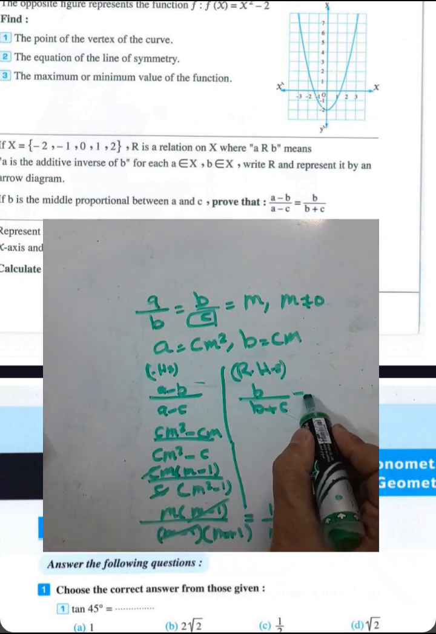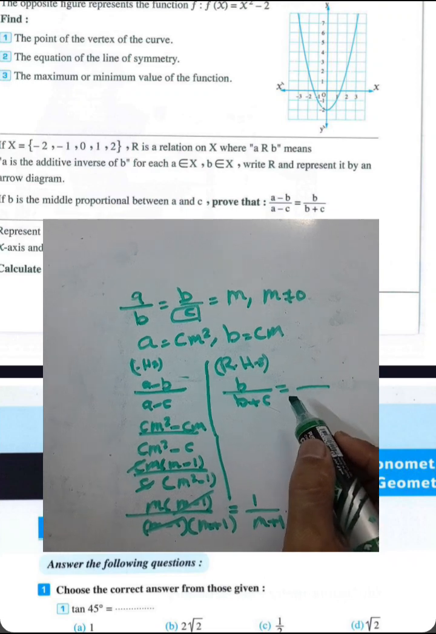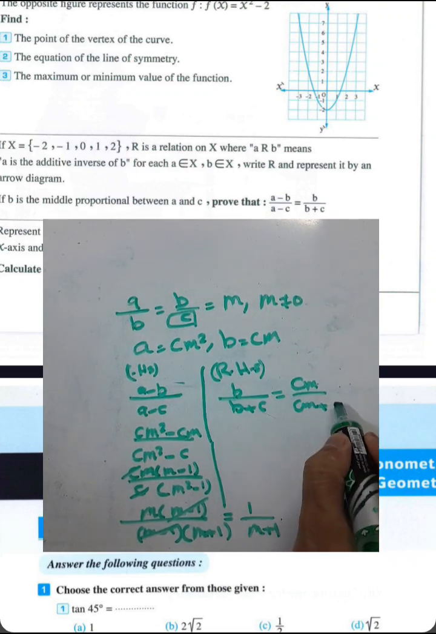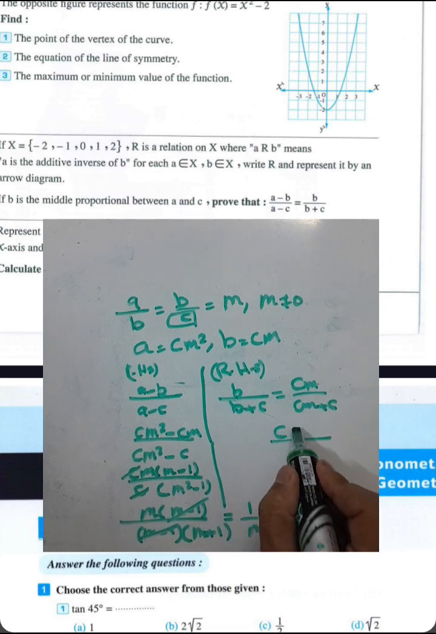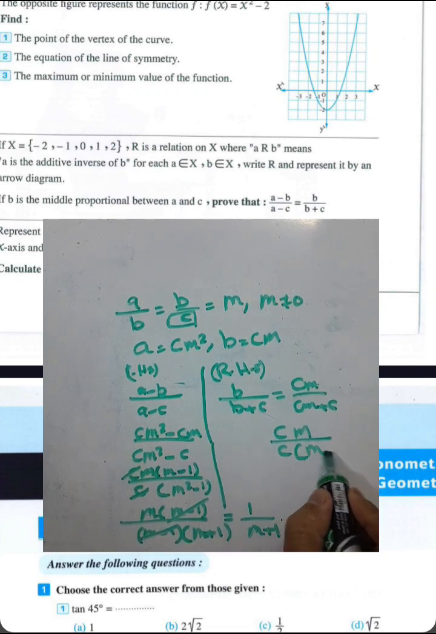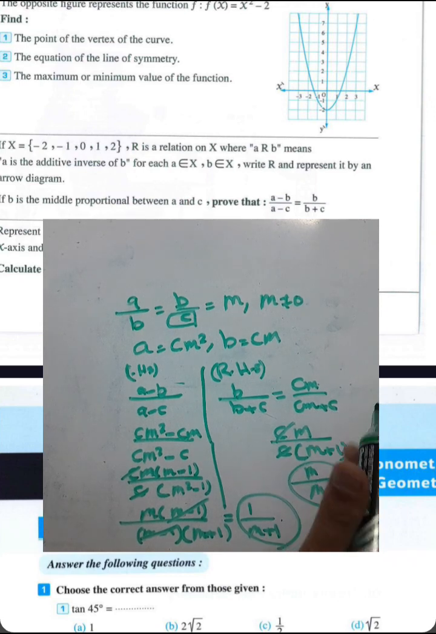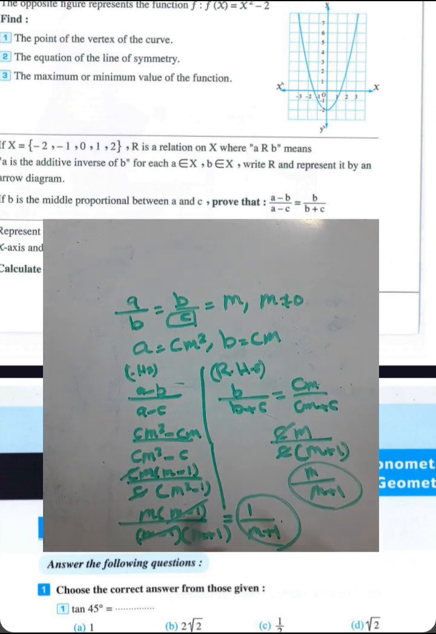And what about right hand side, b over b plus c? b here was c m and b plus c was c m plus c. You can write c as the common factor between two terms in the denominator, cancel them, then the result will be m over m plus 1. Okay, b was c m and we have here m over m, it is 1 with equality, then left hand side equals right hand side.